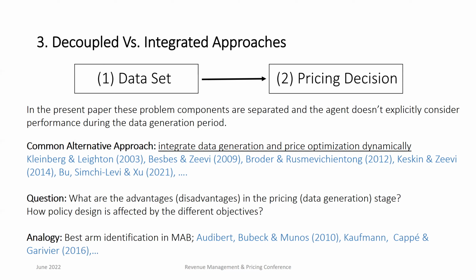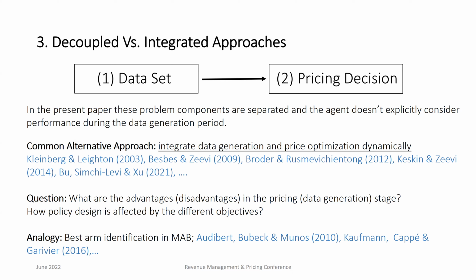And the question, again, comparing with the present paper, is what are the advantages or disadvantages, whether in the pricing stage or the data generation stage, of one approach relative to the other approach, and how policy design is affected by the different objectives. And that's a very relevant question to the paper, I think, because of the already use of UCB style policies and so forth.